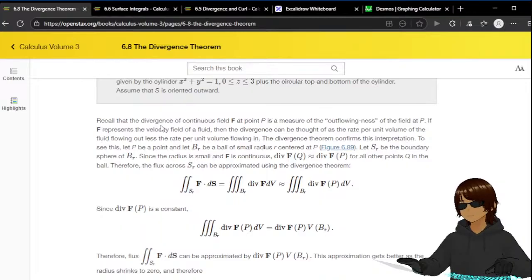To see this, let P be a point and let B_r be a ball of small radius r centered at P. Let S_r be the boundary sphere of B_r. Since the radius is small and F is continuous, the divergence of F at Q is approximately equal to the divergence of F at P for all other points Q in the ball. Therefore, the flux across S_r can be approximated using the divergence theorem.